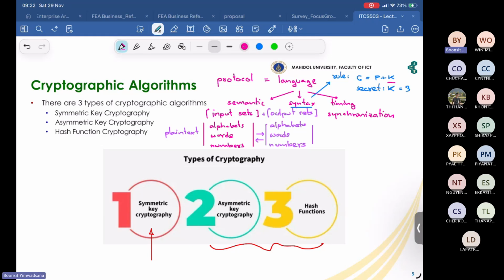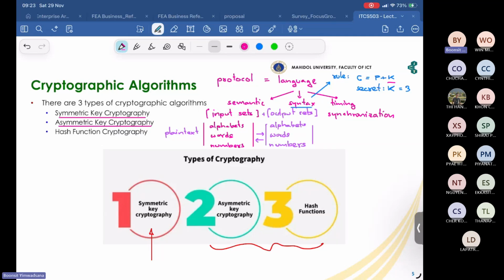But in fact, you can use as many keys as you like, but in general, we separate this type of rule or cryptographic rules into two types. One, the sender and the receiver, or the encoder and the decoder share the same key, and that is called symmetric key cryptography. But if the sender and the receiver do not share the same key, then we call this asymmetric key cryptography.